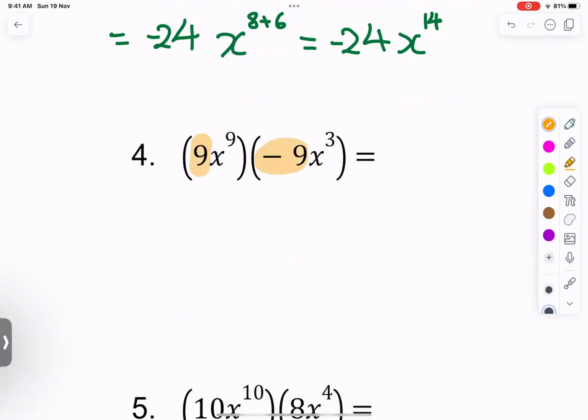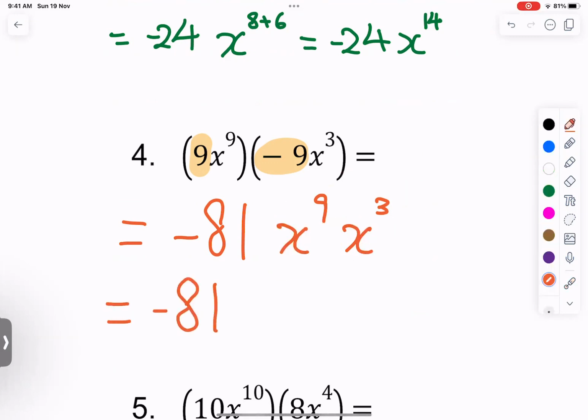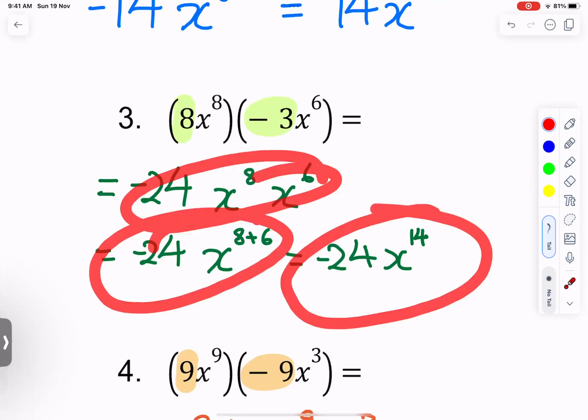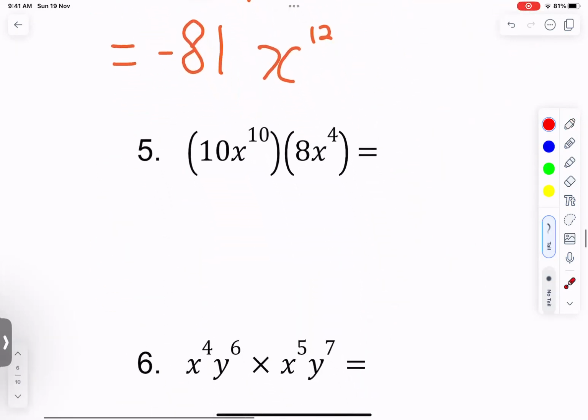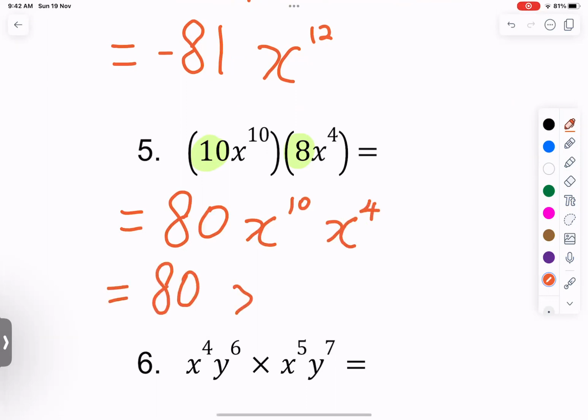9 times negative 9, we get negative 81. 9 plus 3, because they are both on the same stage with the same base, the powers will add up. Negative 81 x to the power of 12. Now, in the exam, as these are usually 3-mark questions, write all the 3 steps to be on the safe side. Numbers first. 10 times 8, you get 80. And then 10 plus 4, you get 14.